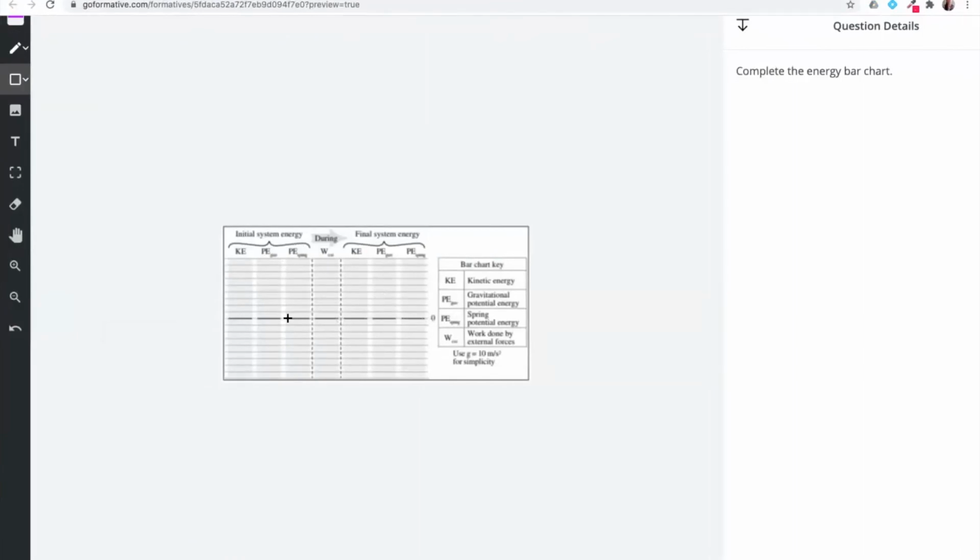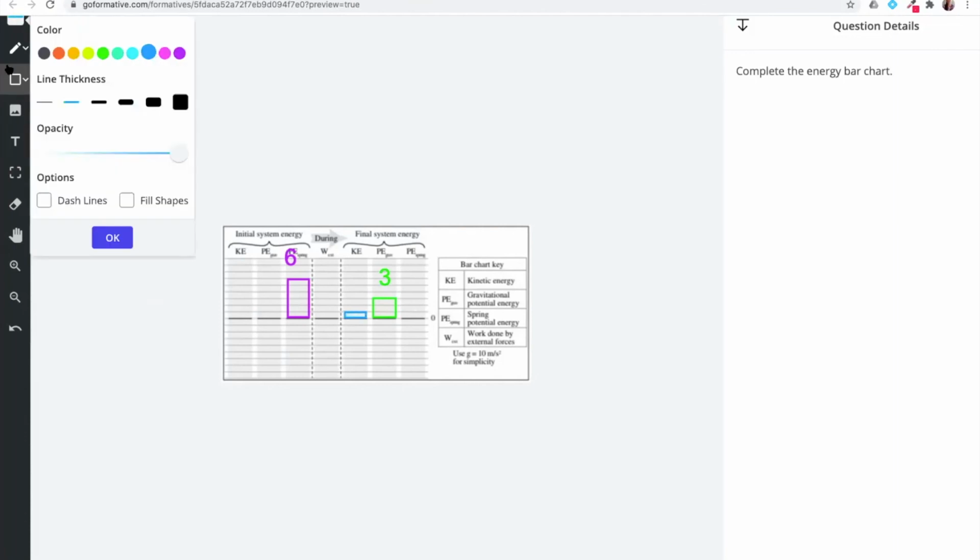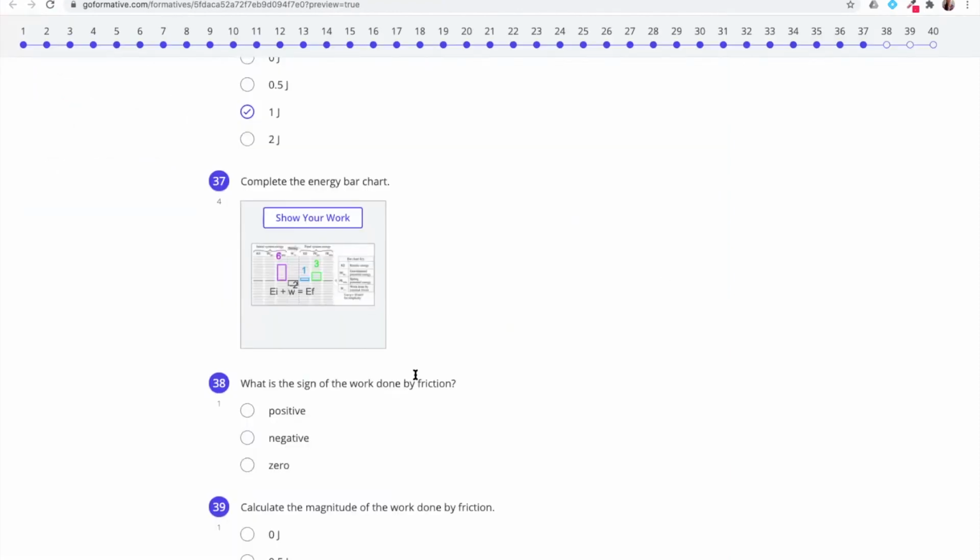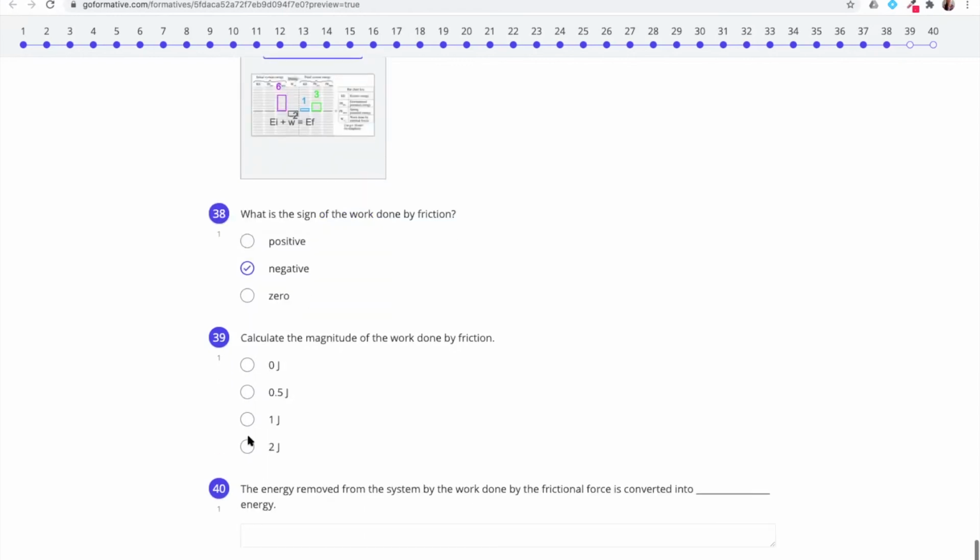Similarly, for number 37, you and I have already completed the energy bar chart on the side, so this is just copying it over. Notice that I'm going to use the potential energy to start, converted to 1 joule of kinetic, 3 joules of gravitational potential, and that means 2 must have been lost to friction, and friction turns energy to heat. All right, so the sign of work done by friction is negative because it's taking energy out of the system and turning it to something non-mechanical, namely thermal.